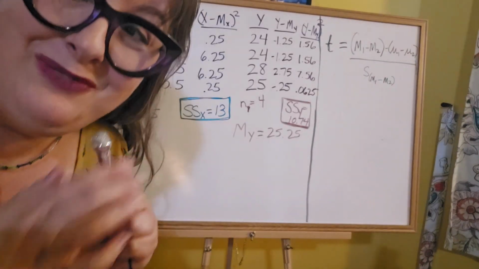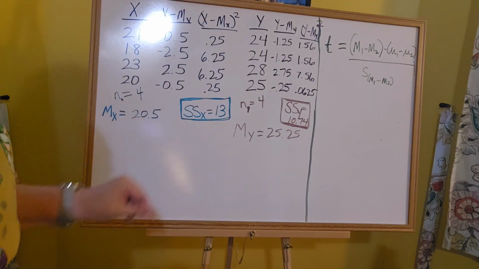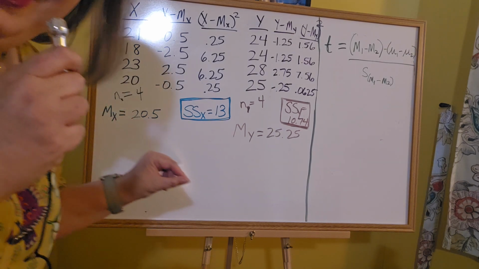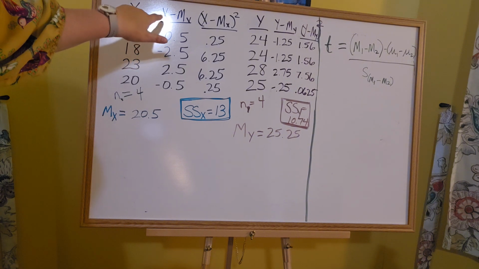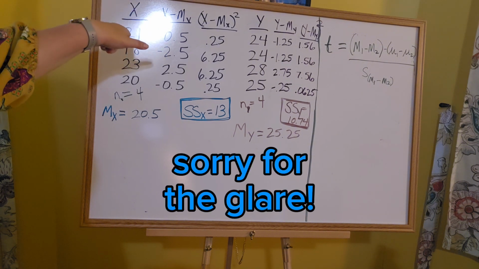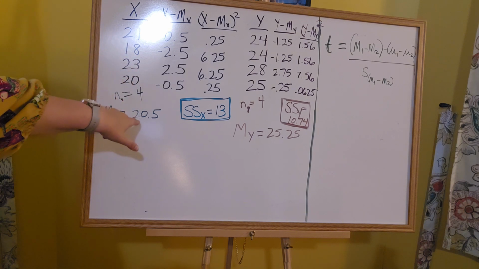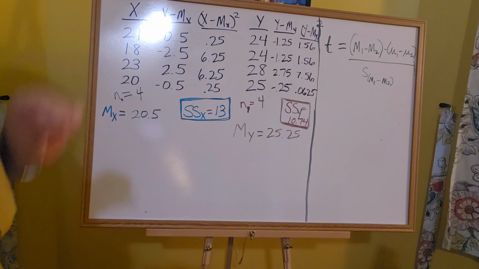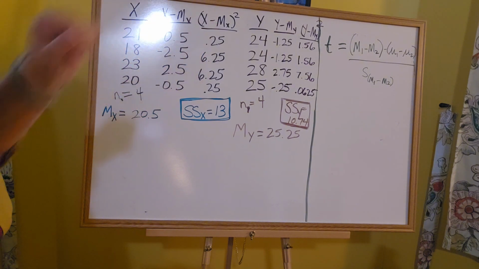Giving you a nice view of the board here. So we have our x, we have our y. For each score, we had to compute something called a deviation score. And so here's a deviation score. The deviation score is the score minus the mean. We have the mean down here. So 21 minus 20.5 gives you 0.5. Then you have to square each deviation score. So 0.5 squared is 0.25.